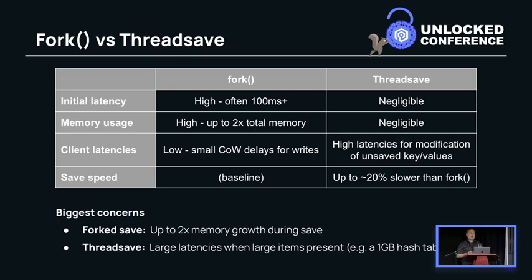So the biggest concern with fork is usually that memory. Although some customers are really concerned about that initial latency and they don't care too much about the memory. ThreadSafe, the biggest concern is latency for modifications of existing values. And this is especially noticeable if you've got very large keys. So if you've got a single large gigabyte or 10 gigabyte hash table in your database, it might be a reason not to use a forkless save.